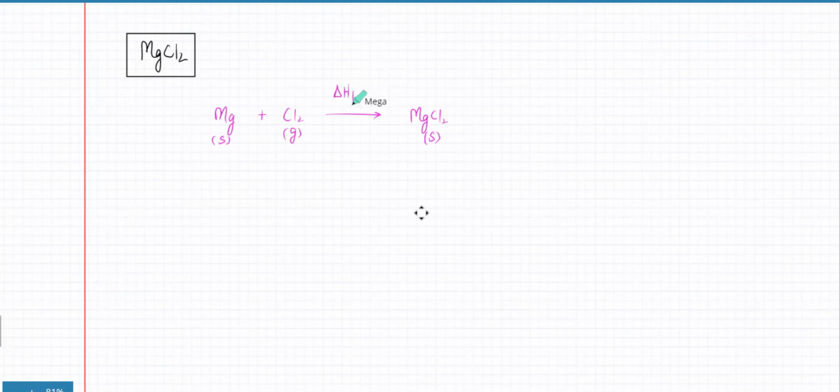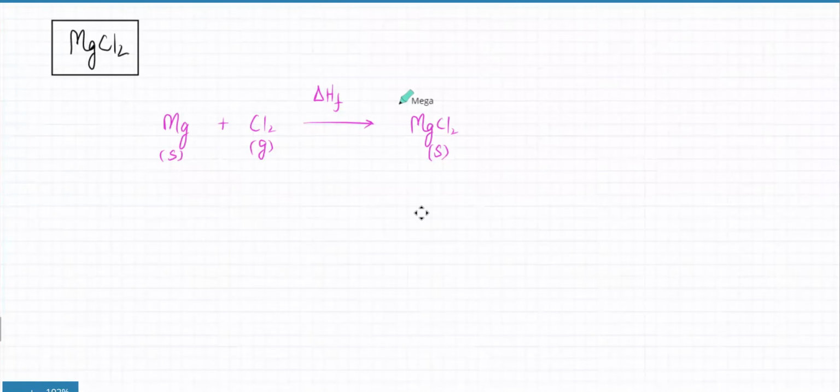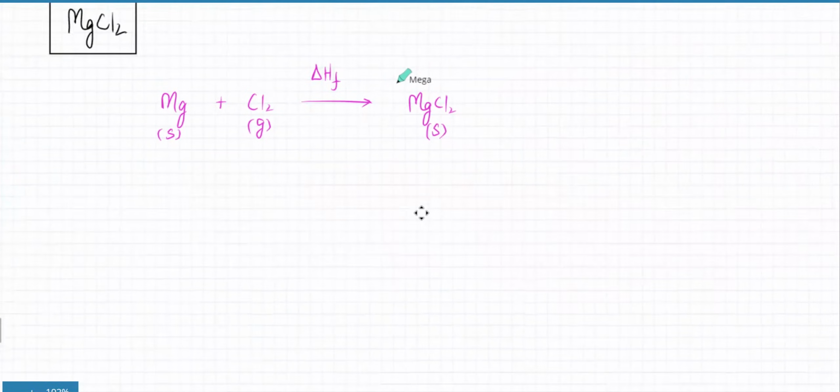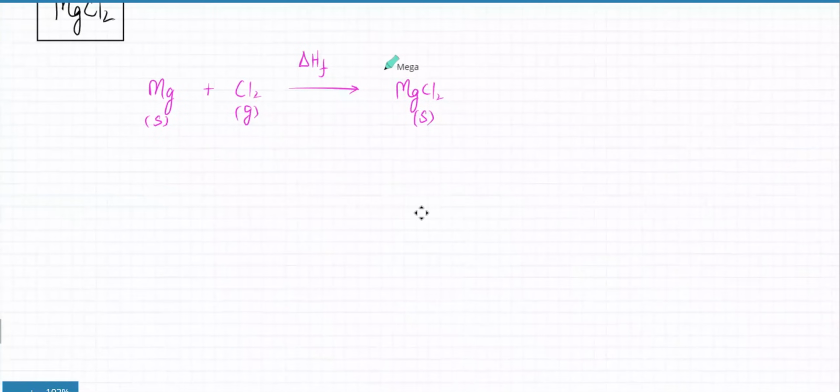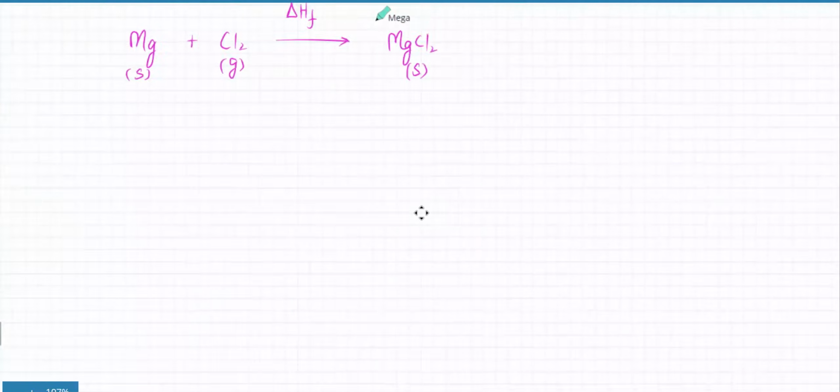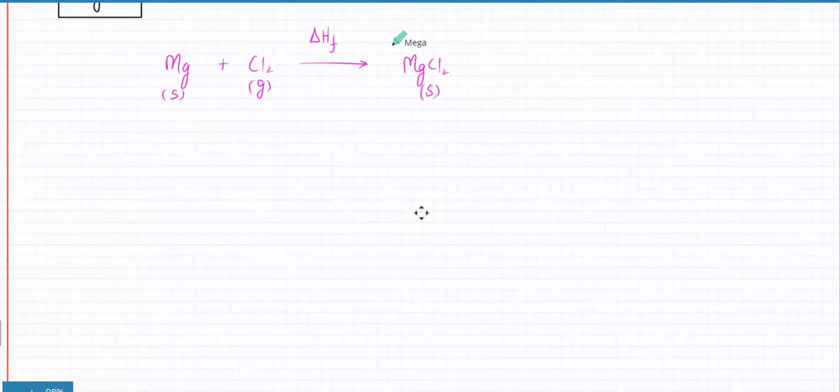You can find this enthalpy change in the lab. It's magnesium metal reacting with chlorine to form MgCl2. So you can find this value in the lab. And most of the time, this value would be given in your questions. Now, the indirect route is, we're going to try and figure out how to form MgCl2 stepwise.